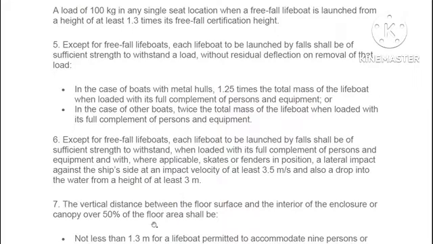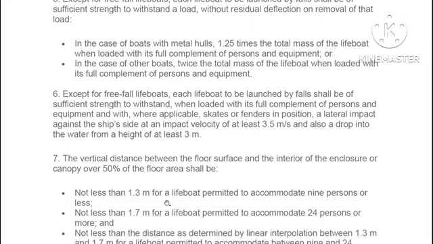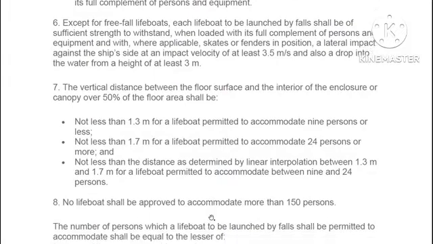Okay, the vertical distance between the floor surface and the interior of the enclosure or canopy over 50% of the floor area shall be not less than 1.3 meters for a lifeboat permitted to accommodate 9 persons or less, not less than 1.7 meters for a lifeboat permitted to accommodate 24 persons or more, and not less than a distance determined by linear interpolation between 1.3 and 1.7. So there is an interpolation between these two distances for lifeboats accommodating between 9 and 24 persons.